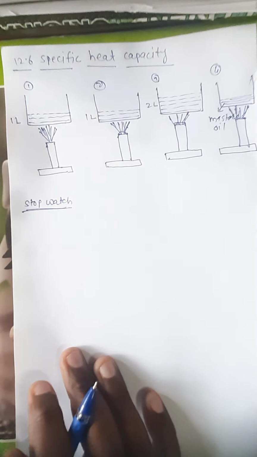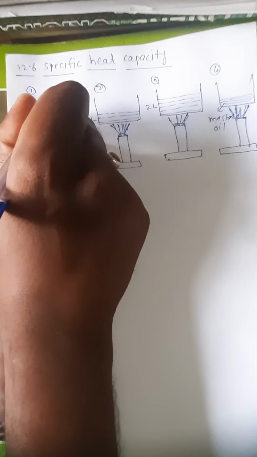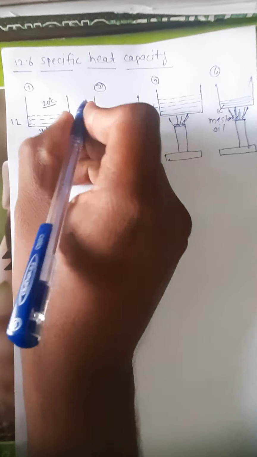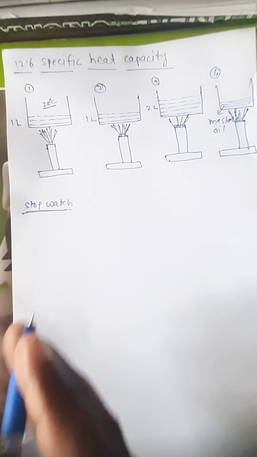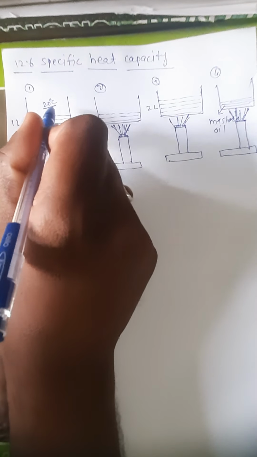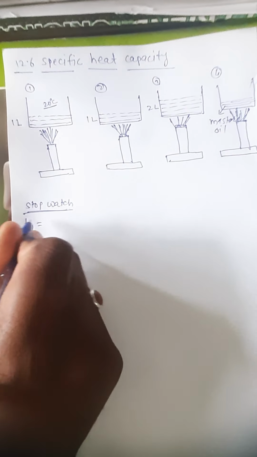in the first vessel we are taking 1 liter of water and providing heat with the help of a burner. We want to increase the temperature of that water by 20 degrees Celsius. Suppose initially the temperature of the water is 30 degrees Celsius, then we want to increase it from 30 to 50. We have to count the time using a stopwatch to increase the temperature of that water by 20 degrees Celsius.